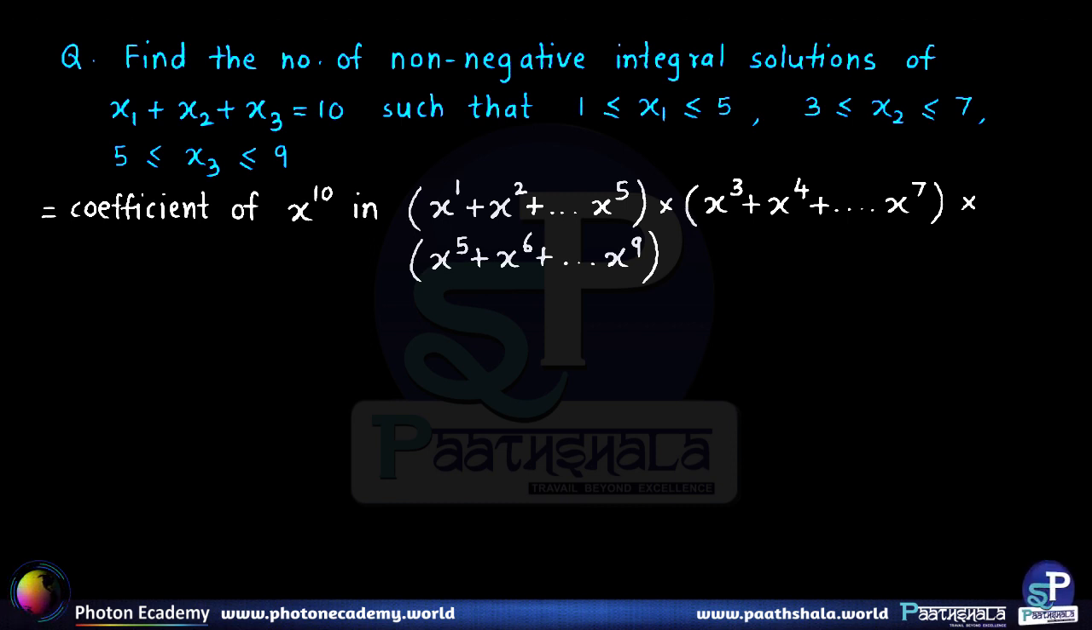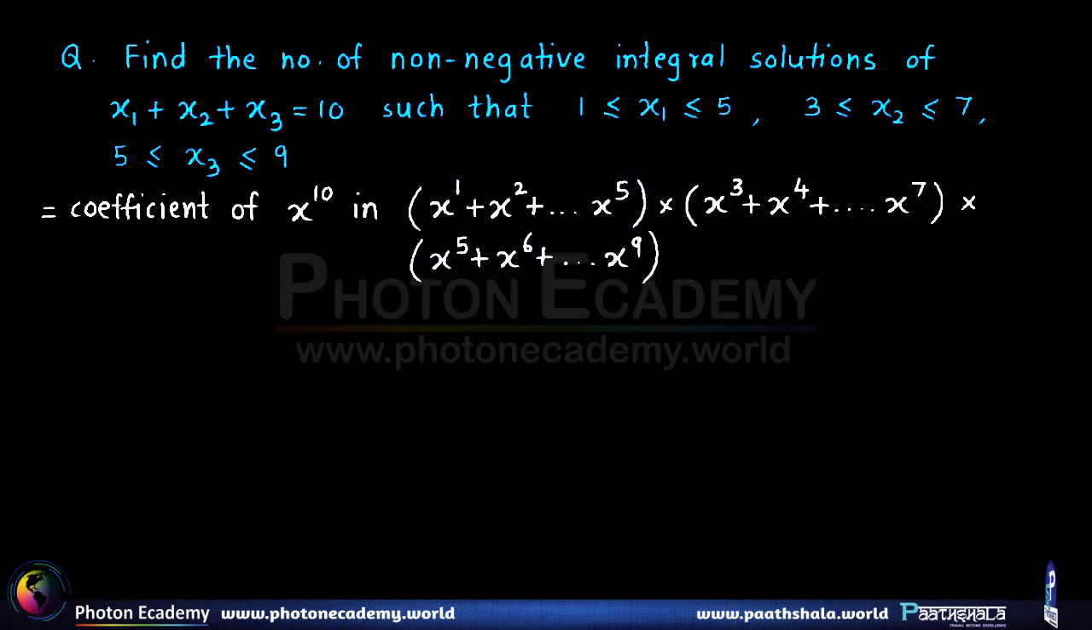Just to clarify, you may wonder how come we have taken x in all of the brackets whereas we have x1, x2 and x3. The reason is that we just want to know the coefficient of x raised to 10. So the variable is not important. We may take all as x or all as y. So moving ahead, we have the coefficient of x raised to 10 in.